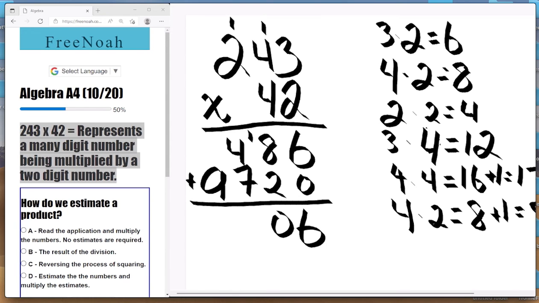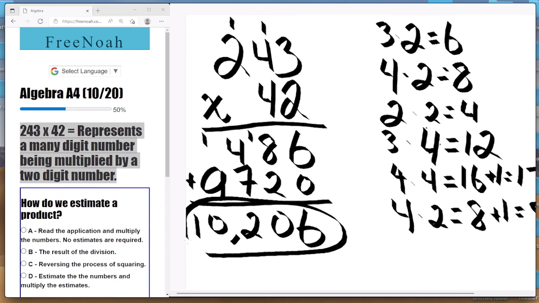6 plus 0 is 6. 8 plus 2 is 10. Carry over the 1. Then we have here 4 plus 7 equals 11. Carry over the 1, or plus 1, giving us 12. Then we have 9 plus 1, and we have 10. And there is nothing else further to add there, right? So we have a grand product of 10,206.